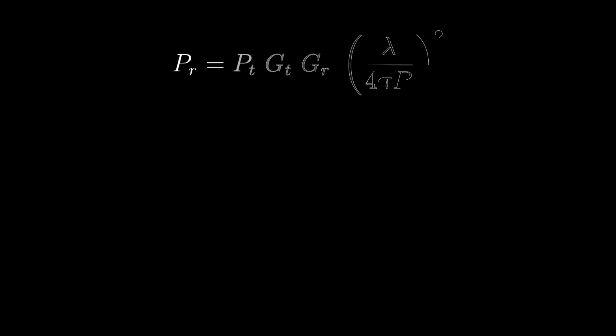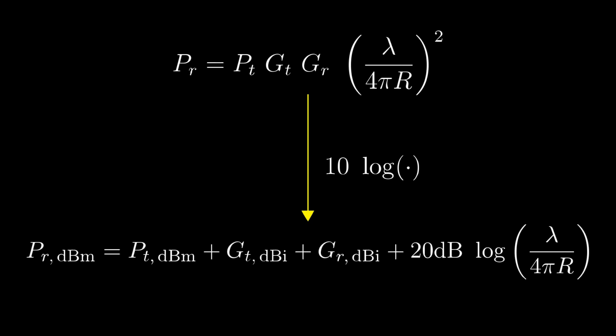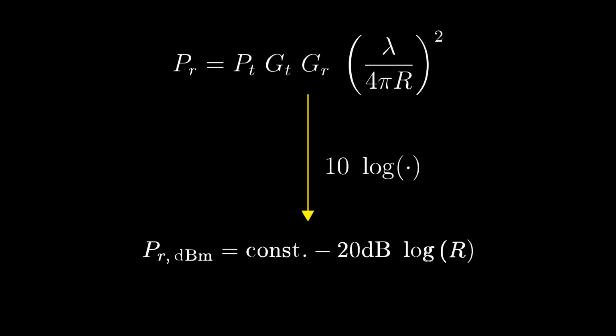If we apply the same idea to the Friis equation and take 10 times the logarithm of both sides, the difficult multiplication gets replaced by simple addition. Since all we care about is how much the power level changes if we increase the distance between transmitter and receiver, we can also write this as some constant value minus 20 dB times the log of r.